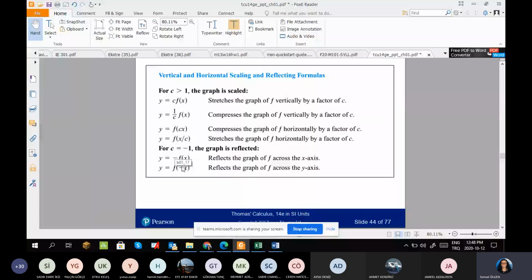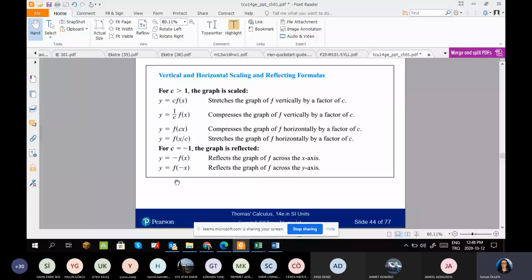We get a reflection. Let's say we have y equals f of x and we multiply by -1. It's going to reflect the graph of f across the x-axis because you're getting negative values for y. Anything above the x-axis is going to go down backwards. It takes the negative values, so it's a reflection across the x-axis.